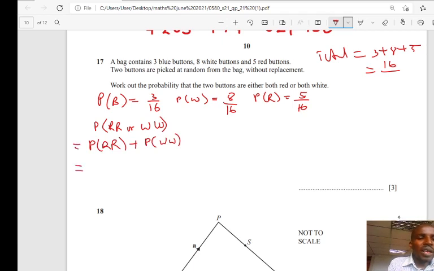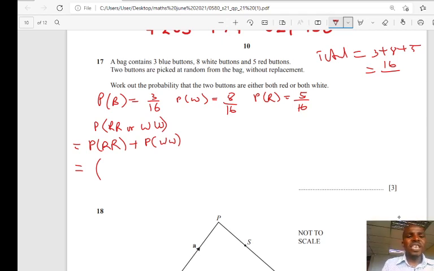Then it's equal to the probability of red, red. Without replacement, it has 2 effects. One, it affects the total number of buttons. The color of the button that has been picked will be reduced by 1. Once you pick the first, the total of that color will be reduced by 1, and the total number of all buttons also will be reduced. If it was 16, then it will be 15. If you are to pick the second button, take note of that.